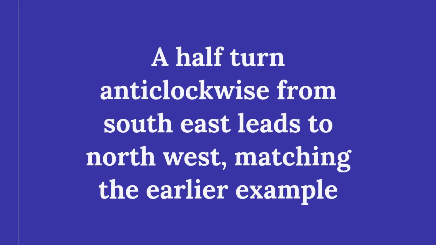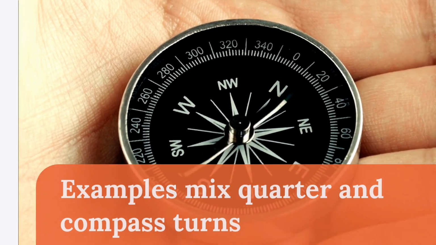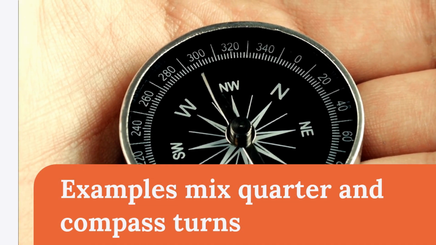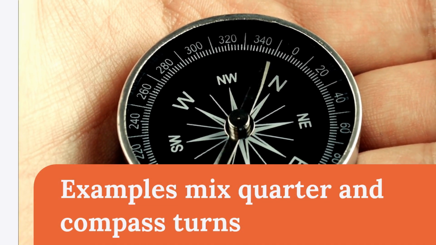If you turn 180 degrees anti-clockwise from southeast, you end up facing northwest. This mirrors the earlier example and reinforces how a half turn changes direction. These examples mix quarter turns with smaller compass turns.